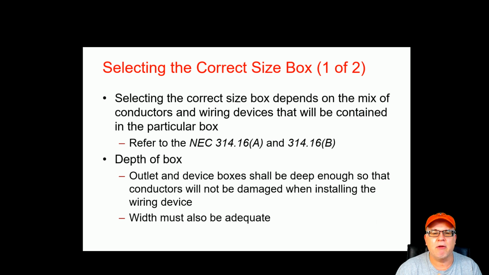The outlet and device boxes shall be deep enough so the conductors will not be damaged when installing the wiring into the box or the device into the box. You don't want to cram them in and damage the conductors. And of course, the width of the box must be adequate to handle the device that you're putting into the actual outlet box or device box.